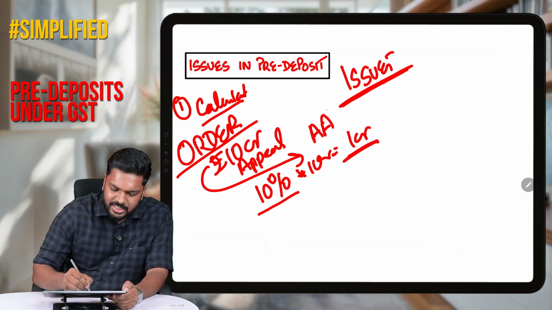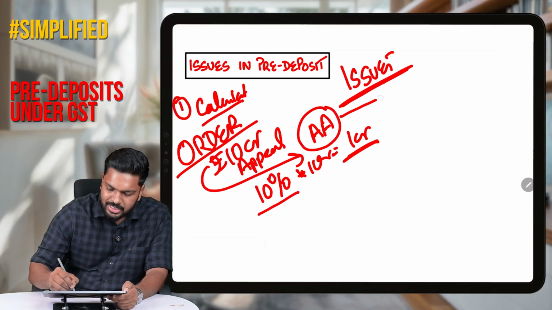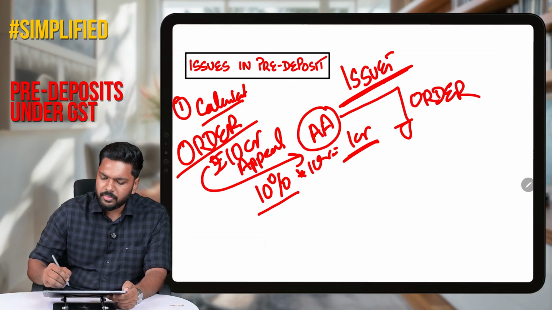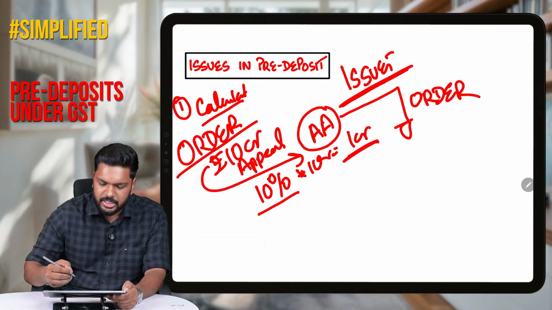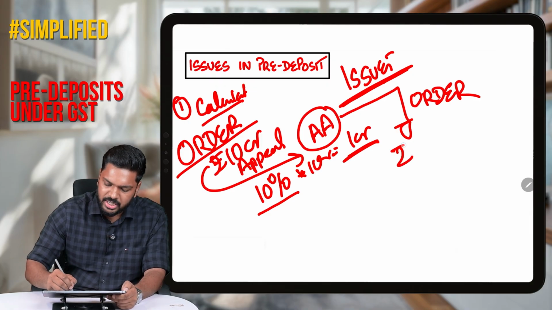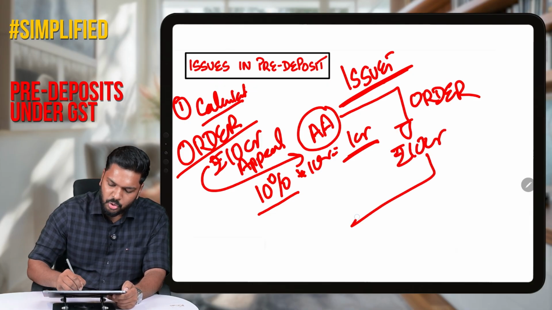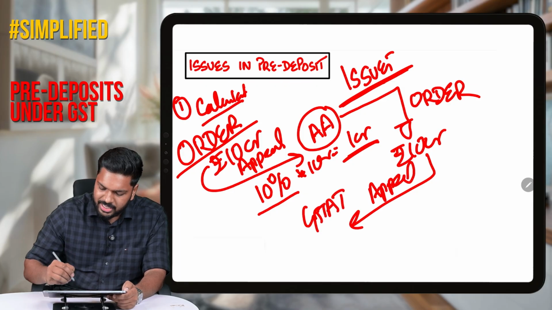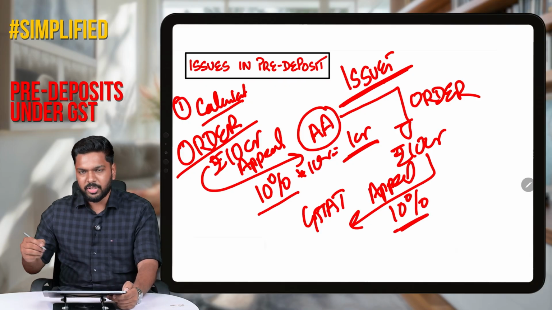Now, let's say this appellate authority releases an order, and again in this order it is not in your favor and the disputed GST liability still remains 10 crores. And against this, you want to file an appeal before the GST Appellate Tribunal. At this stage, you have to again pay 10% as pre-deposit.